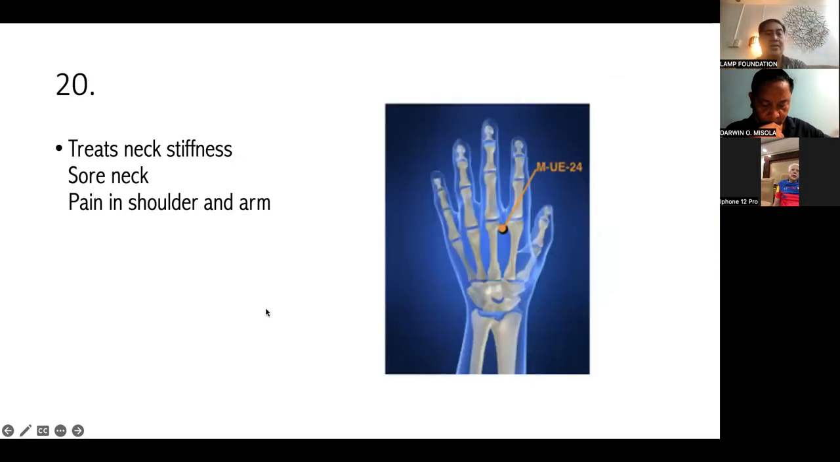Okay, number 20. What's your answer here? Luochen. It treats neck pain, shoulder and arm. So you might want to do this. Of course, you have to use a different kind of needle here. Very, very fine. Maraming salamat, Ma'am Lane. Thank you so much. Thank you po.